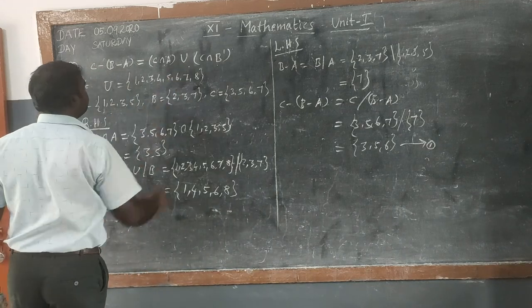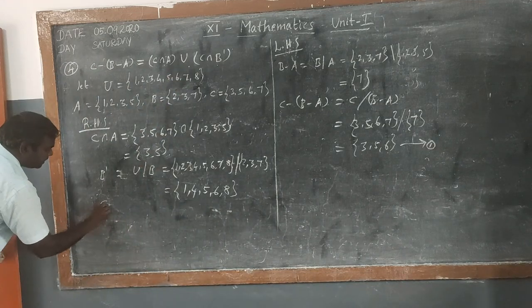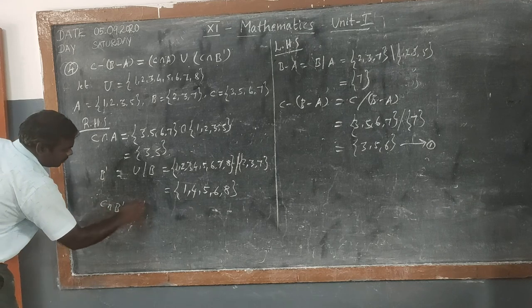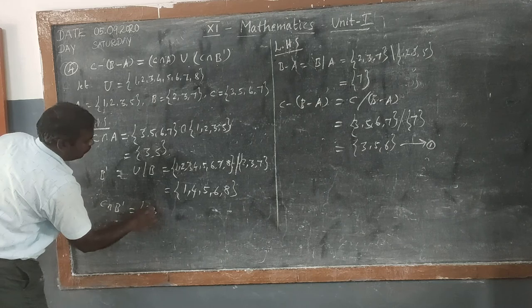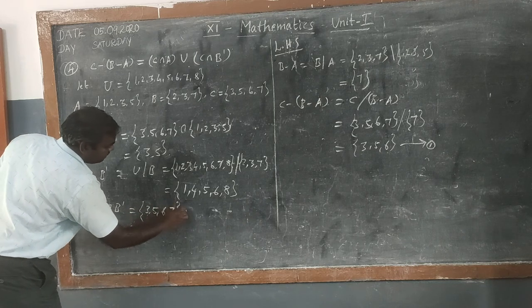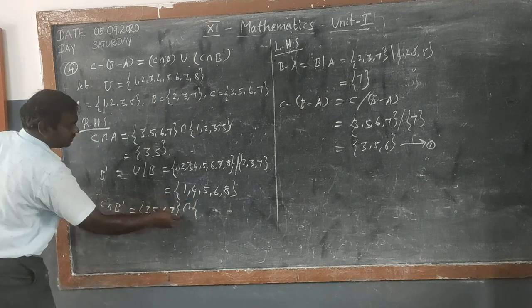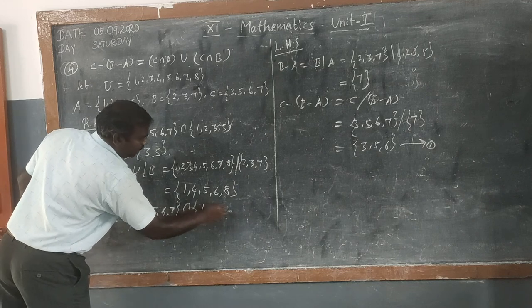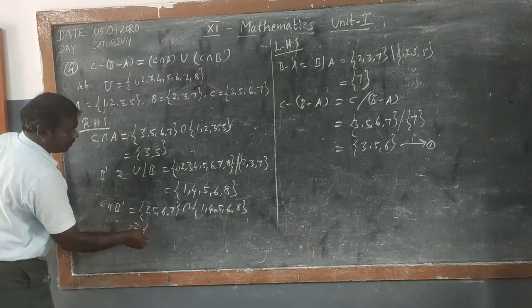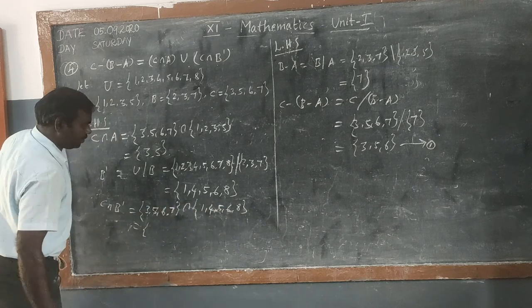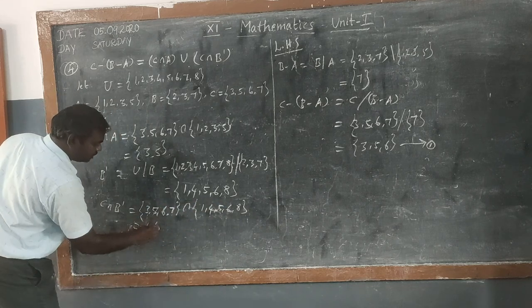Finally, answer C intersection B dash. What is it? C is 3, 5, 6, 7, intersection. What is B dash? 1, 4, 5, 6, 8. What is the common element there? 5, 6 only.